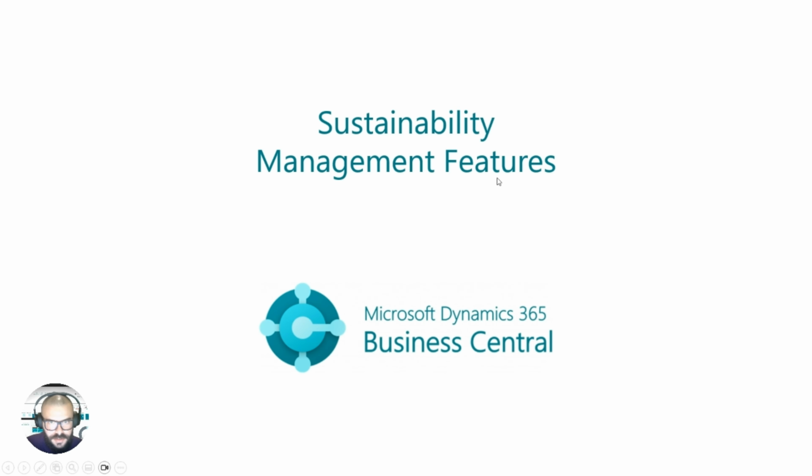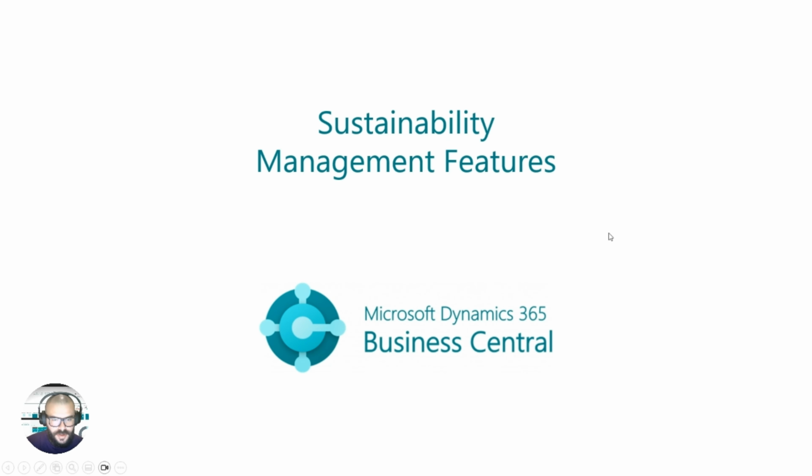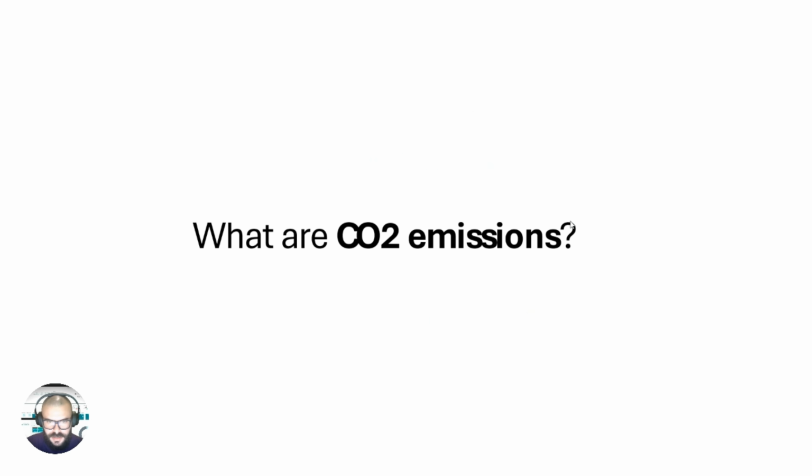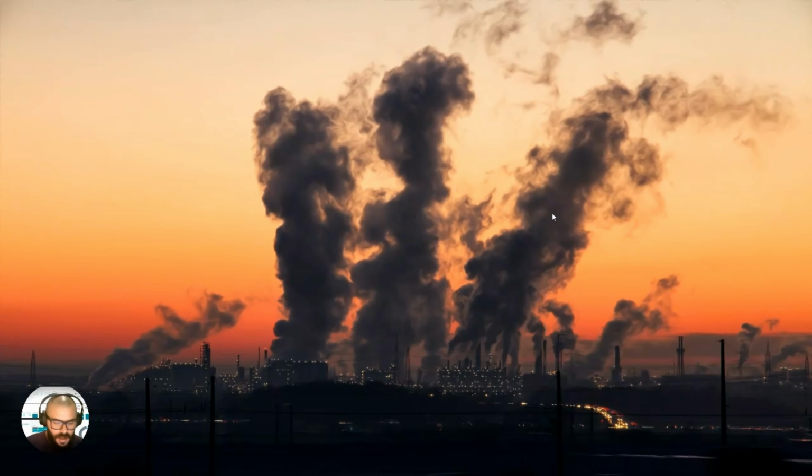Today we are going to take a look inside the sustainability management features in Dynamics 365 Business Central. Basically, let's start with the basics. What are CO2 emissions? CO2, or carbon dioxide, is a greenhouse gas that is released when we burn oil or natural gas, for example. It's the major contributor to climate change because it traps heat in our atmosphere.